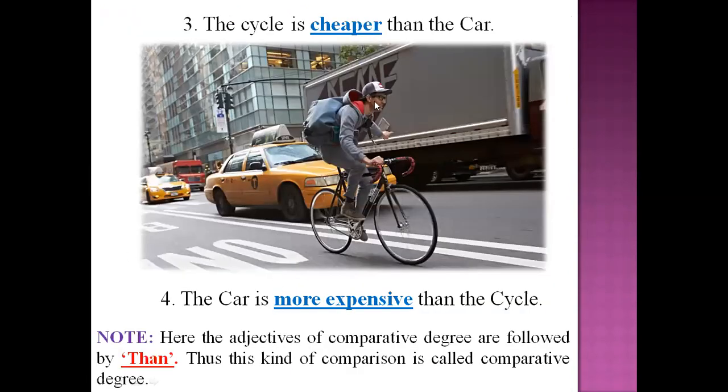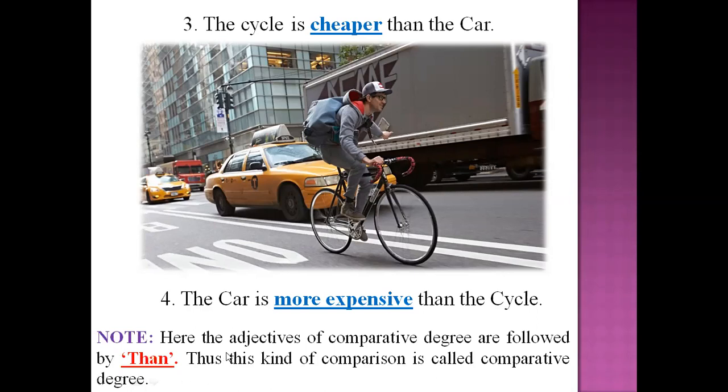The cycle is cheaper than the car. The car is more expensive than the cycle. So in this example, we are comparing two things, a cycle and a car. The cheaper thing is a cycle and the more expensive thing is a car. We are comparing using these adjectives, cheaper and more expensive.